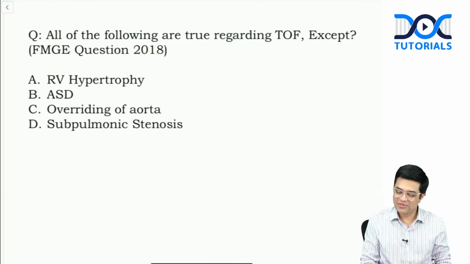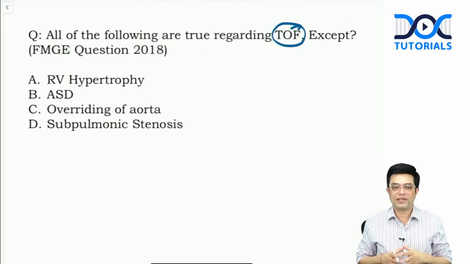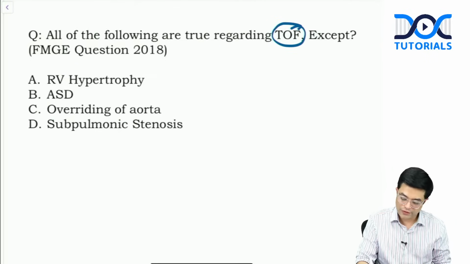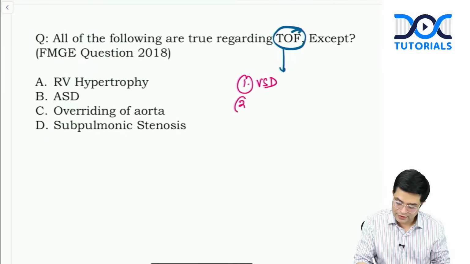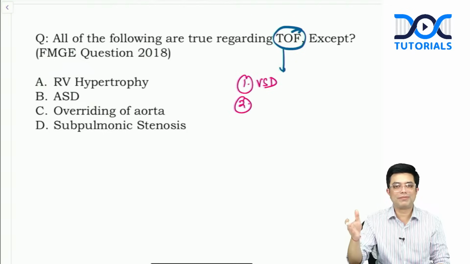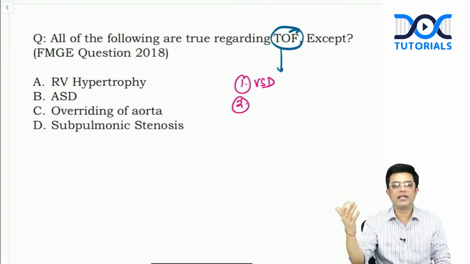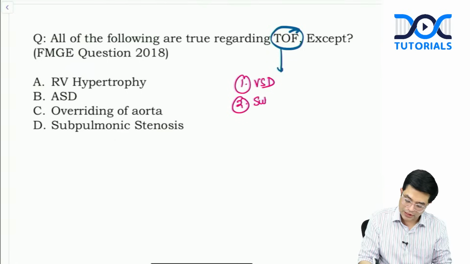ऑल ऑफ द फॉलोइंग आर ट्रू रिगार्डिंग टेट्रोलॉजी ऑफ फेलो एक्सेप्ट. सो ये पूछ रहे हैं बेसिकली उसके कॉम्पोनेंट क्या होते हैं. तो टेट्रोलॉजी ऑफ फेलो के कॉम्पोनेंट क्या होते हैं आप बताओ मुझे. फर्स्ट VSD होता है, लार्ज VSD. सेकेंड, when we were kids, we used to remember pulmonary stenosis. Now we know it is not at the level of pulmonary valve. There is a narrowing happening below the pulmonary valve. It is called as infundibular stenosis, but more commonly it is called as subpulmonary stenosis.